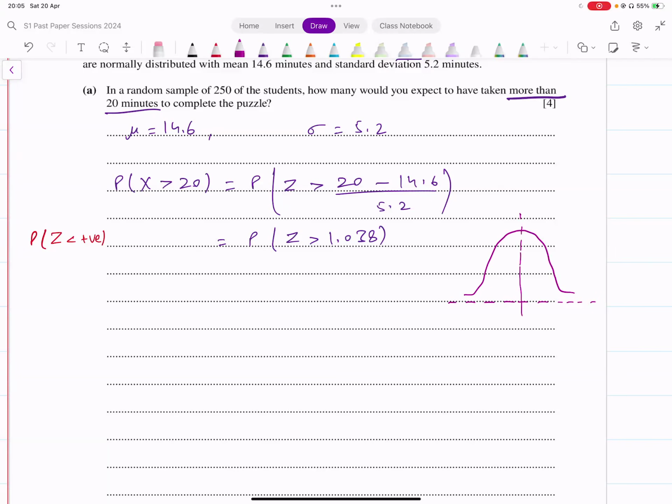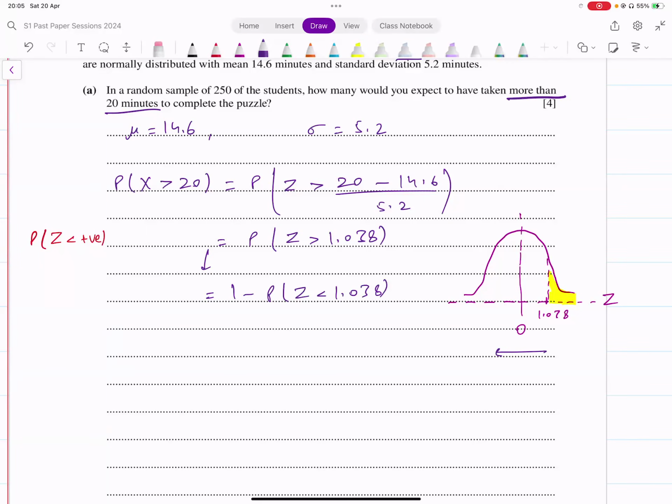In the middle, we've got 0 for the Z distribution. It's a positive number. So let's say it's here, 1.038. We are looking for the area to the right of this. We can't find this area from the table directly. What we can do is find the area to the left of this, subtract that from 1, and that will give us this probability. So this could be written as 1 minus probability of Z less than 1.038.